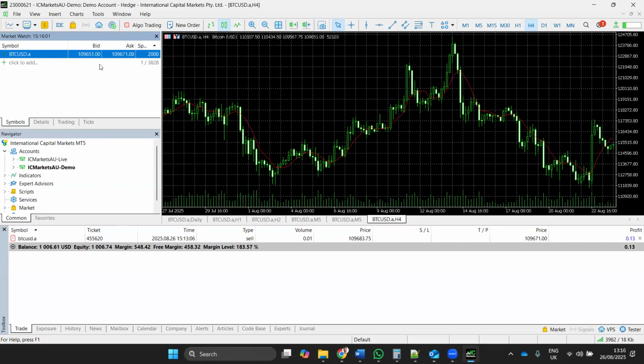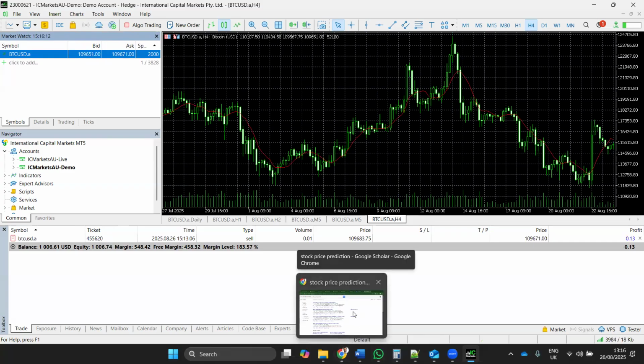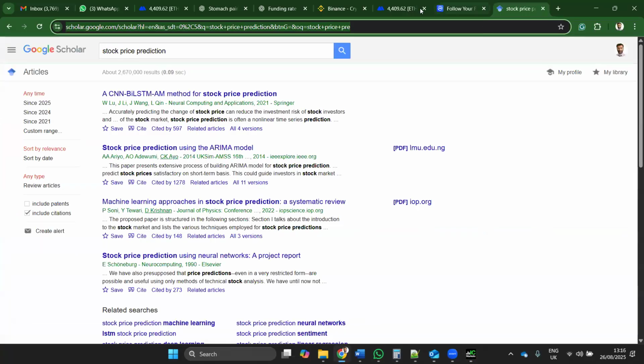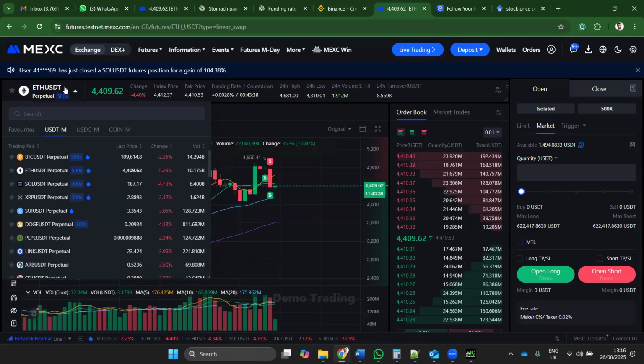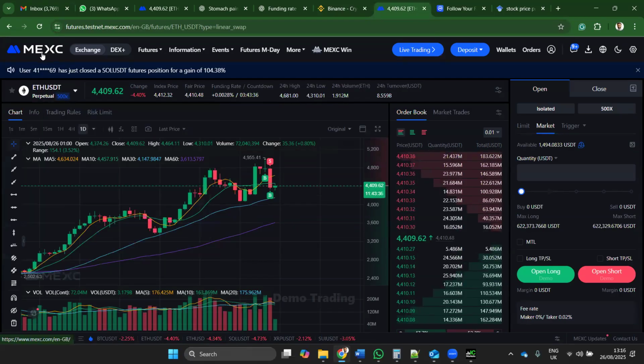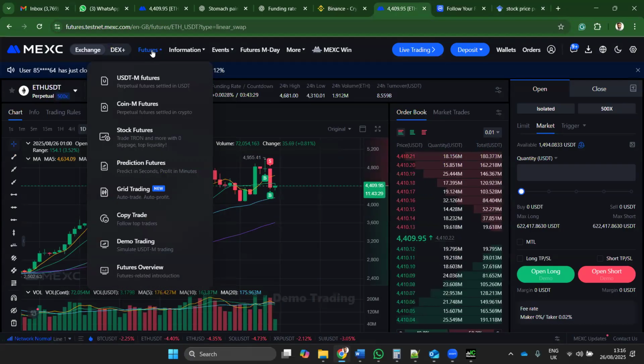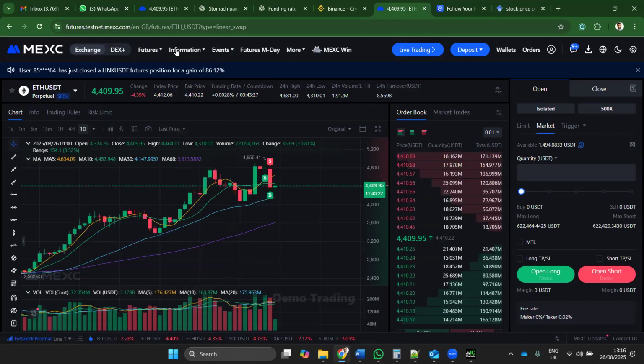But why? Now this is sentiment, because the broker said that this is the price of Bitcoin, so automatically people will assume that this is an asset that is tied to Bitcoin. So if we look at the real Bitcoin price, this is a cryptocurrency exchange called MEX. And if we go to the spot market.